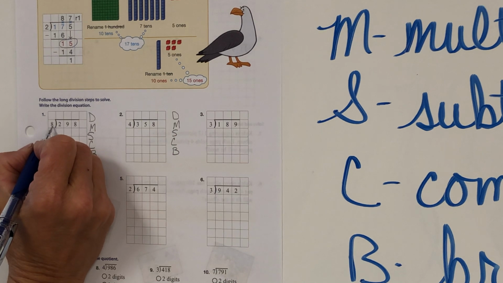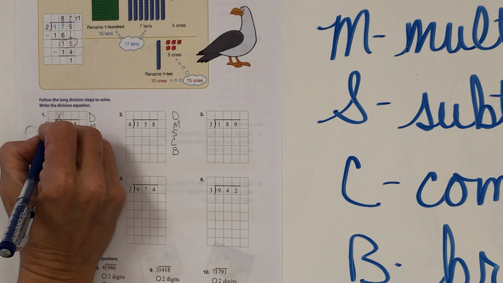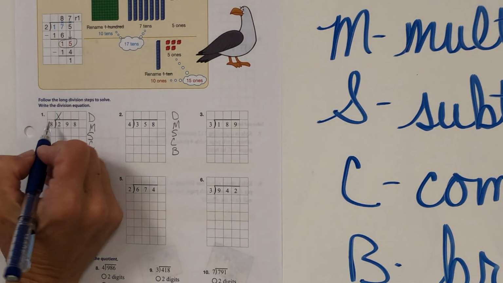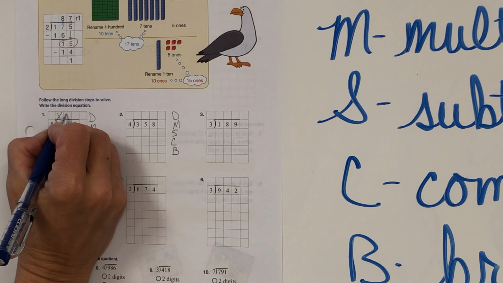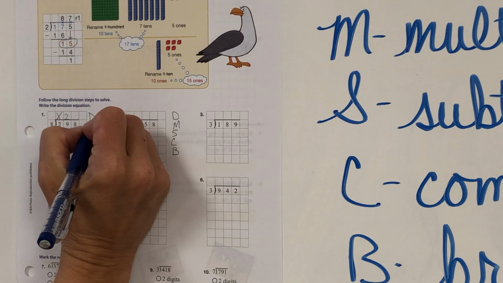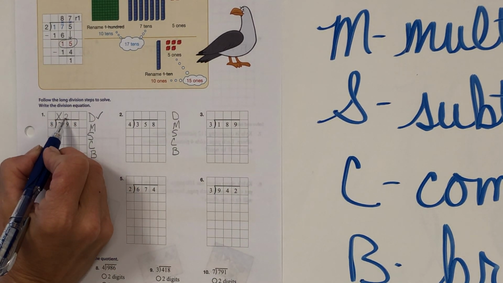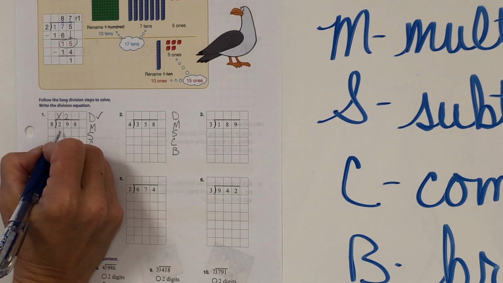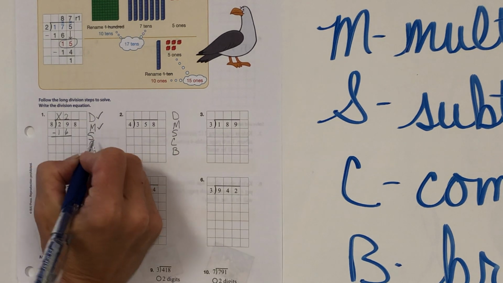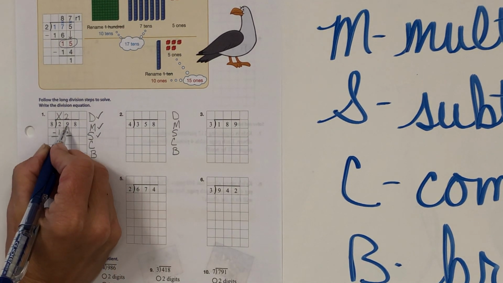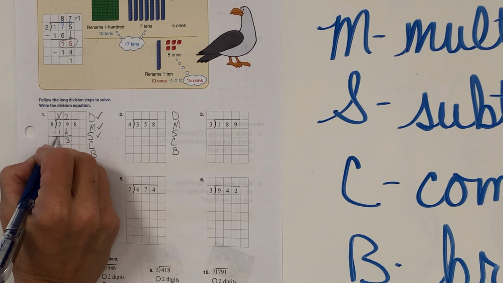So let's look at this one. 8 will not go into 2, so we're not going to put anything there, and we can put an X. How many times will 8 go into 29? Well, I'm going to say 2. And I'm going to check that I divided. And then I'm going to multiply. 2 times 8 is 16. And then I'm going to subtract. 9 minus 6 is 3. 2 minus 1 is 1. And this is my new dividend.